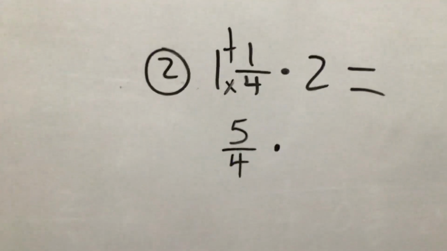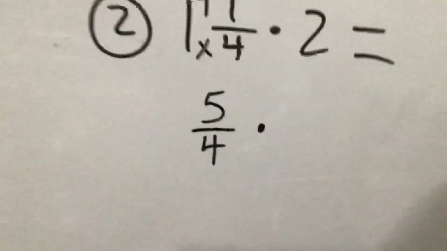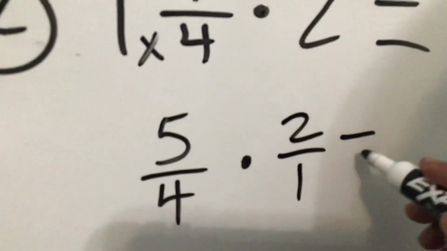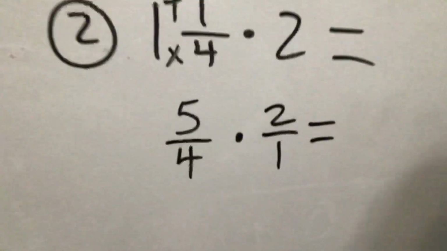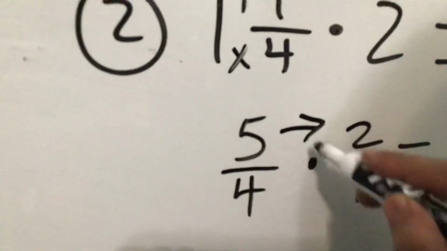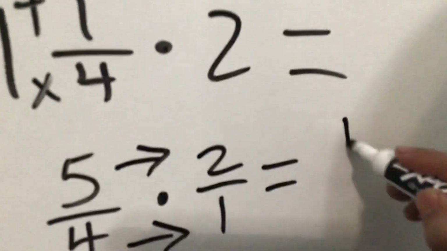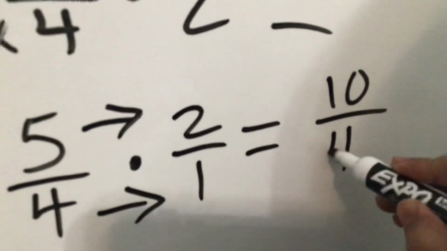Now, all of you should remember that anytime you're multiplying by a whole number, you put the 2 over 1, or the whole number over 1, and that makes your fraction. And we're back to normal. Numerator with numerator, denominator with denominator. 5 times 2 will be 10. 4 times 1 will be 4.